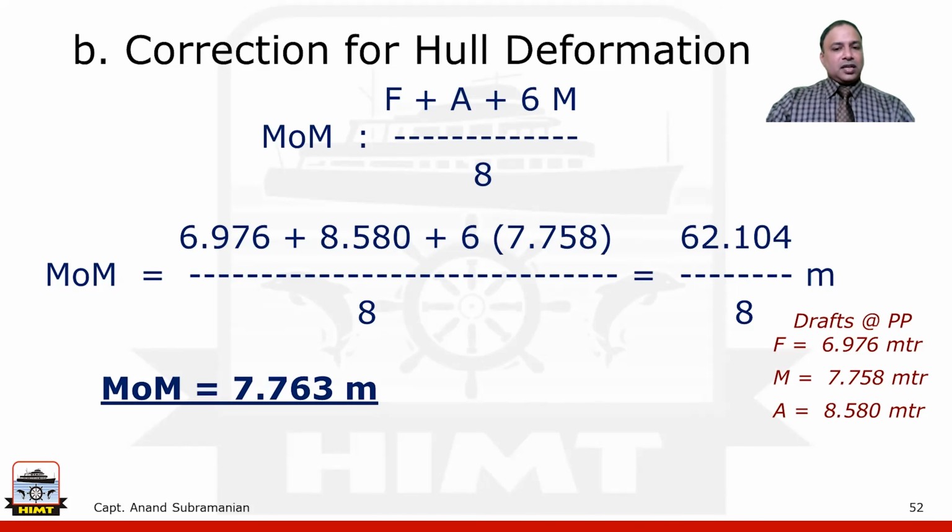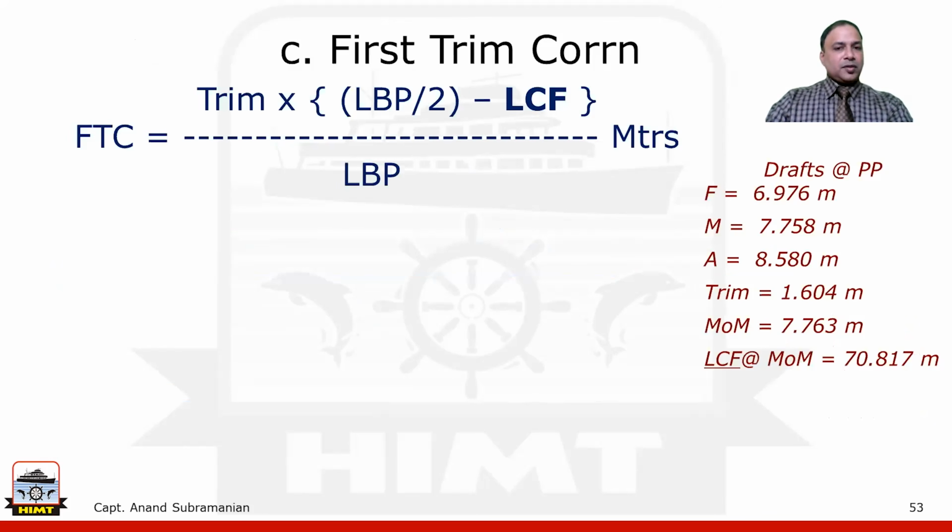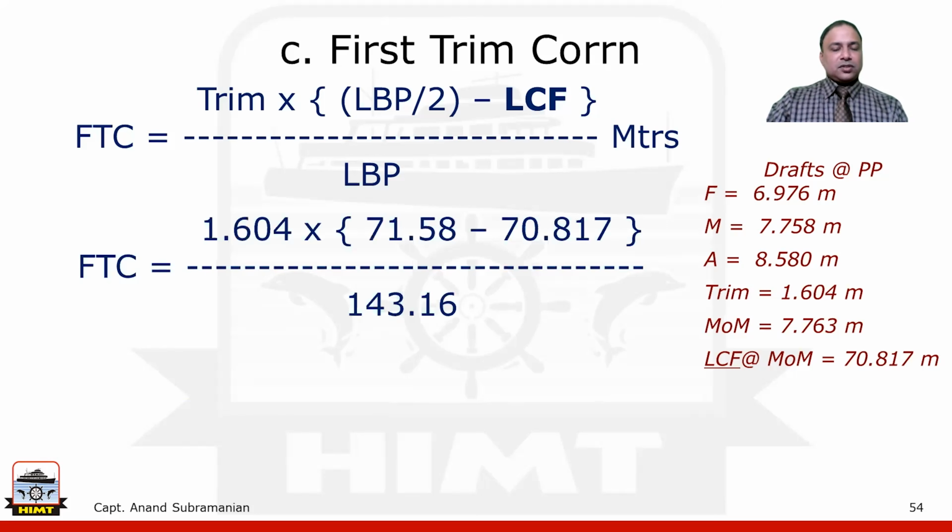Now this is the approximate draft at the midship of the vessel. But remember, we don't want the midship of the vessel, we want it at the longitudinal center of flotation. So we come to the first trim correction, and the formula for that is trim multiplied by half of LBP minus LCF. This LCF is the LCF of the mean of mean drafts, which we got from the previous step. So we have all these known values. The trim is also known to us, that is the trim at the perpendiculars. The mean of mean drafts is also known. The LCF for the mean of mean drafts is obtained from the hydrostatic tables, and that is 70.817. We use these values to obtain our first trim correction.